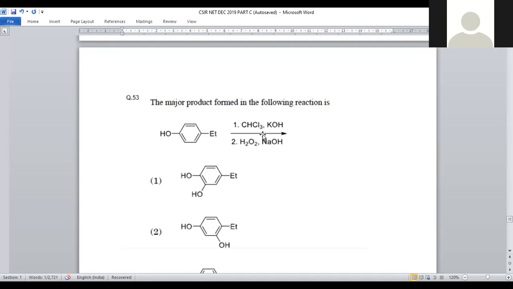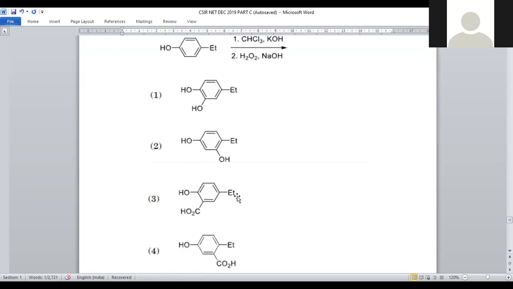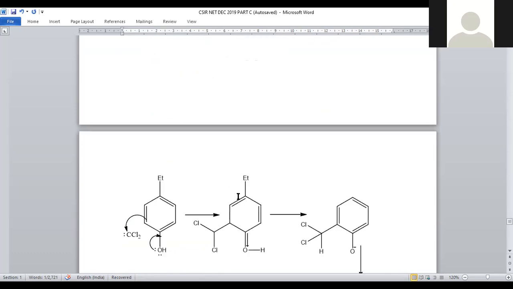In general, the Reimer-Tiemann reaction always generates aldehyde at ortho rather than para because of intramolecular hydrogen bond formation. That's why the aldehyde will be generated at the ortho position. The second reagent is hydrogen peroxide in alkaline medium, so the aldehyde is oxidized and further converted into hydroxy. So option number 1 is the correct answer for question number 53. Let us see the exact mechanism.